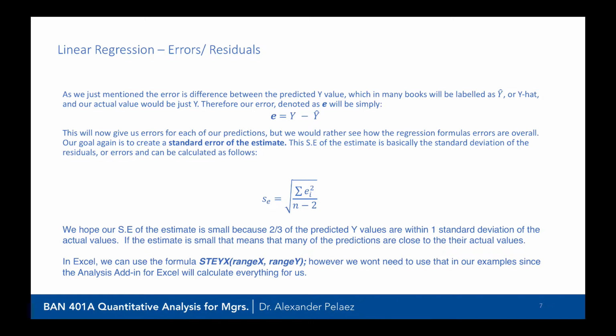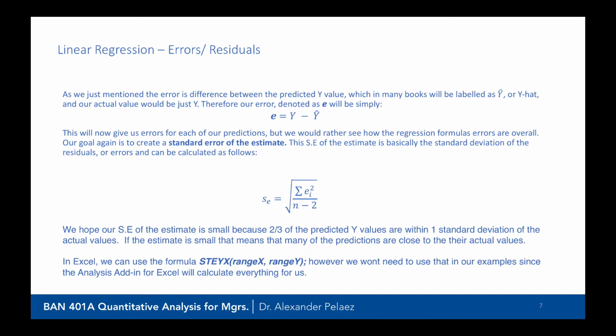Remember that the standard error of the estimate is the standard deviation, in this case, of the residuals or errors. And we had calculated standard errors before about how far away from the mean these items were. So our standard error of the estimate is basically the standard deviation of the residuals and can be calculated as such. The standard deviation of the residuals is equal to the square root of the sum of each of the errors squared divided by n minus 2. Now again, we won't have to do this because Excel will do a lot of this for you, but if you want to know what's happening behind the scenes, this is the actual calculation.